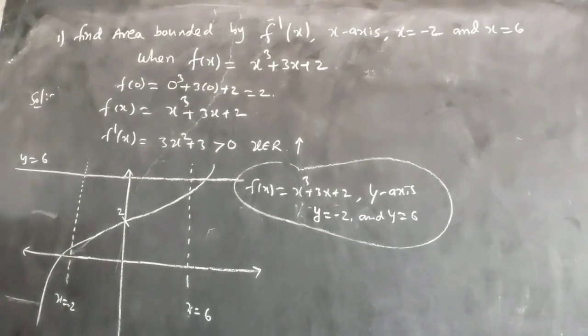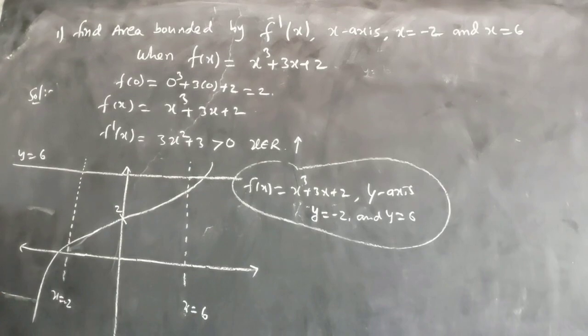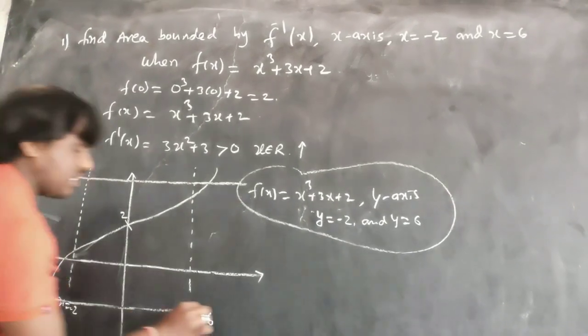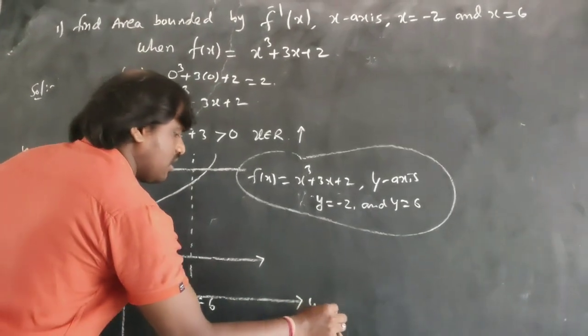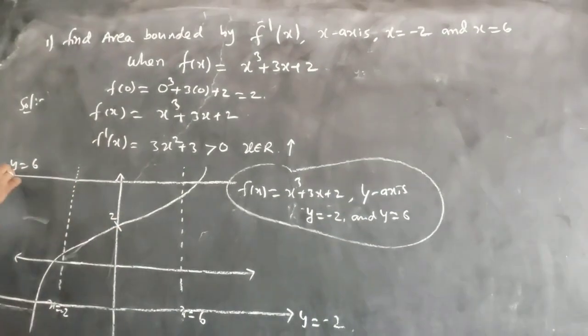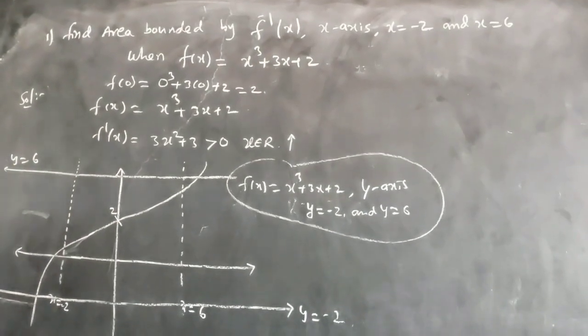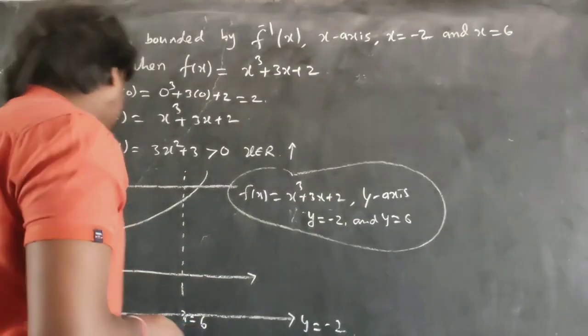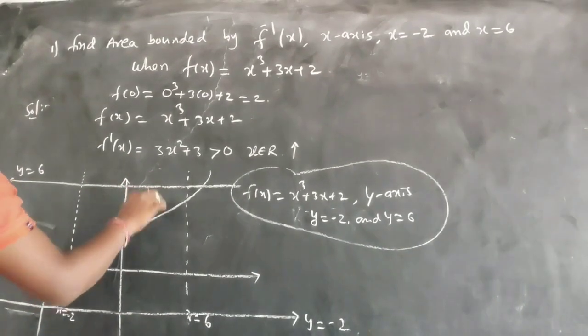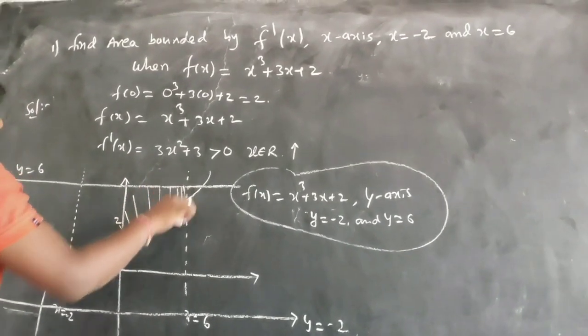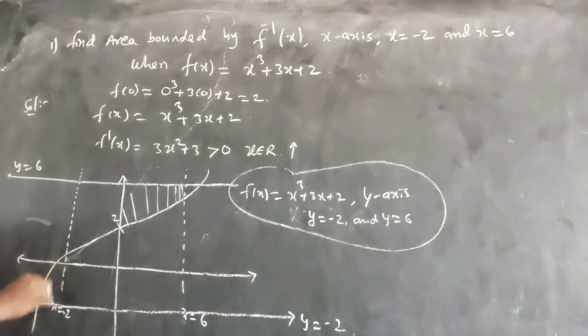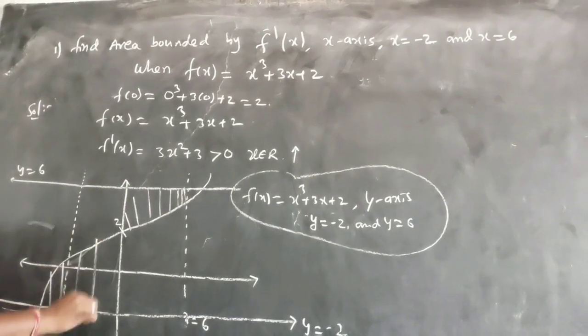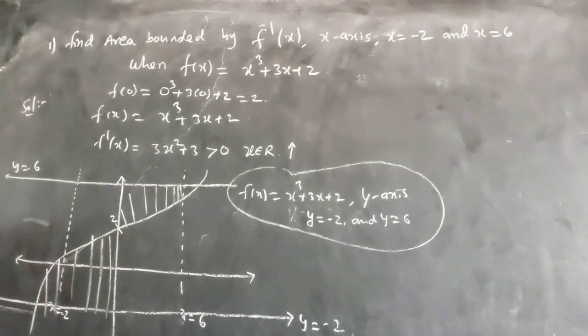Y is equal to, you have one more is what? Y is equal to minus 2. Somewhere here you can take y is equal to minus 2. This is minus 2 and this is y is equal to 6. But if this is with y-axis, what does it mean here? This is the area we are asked to find with y-axis.